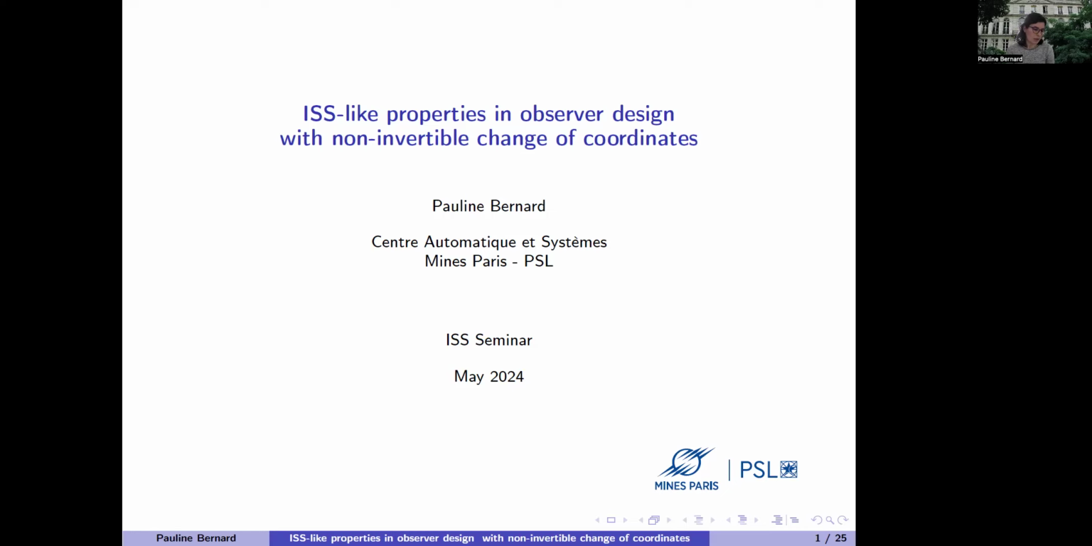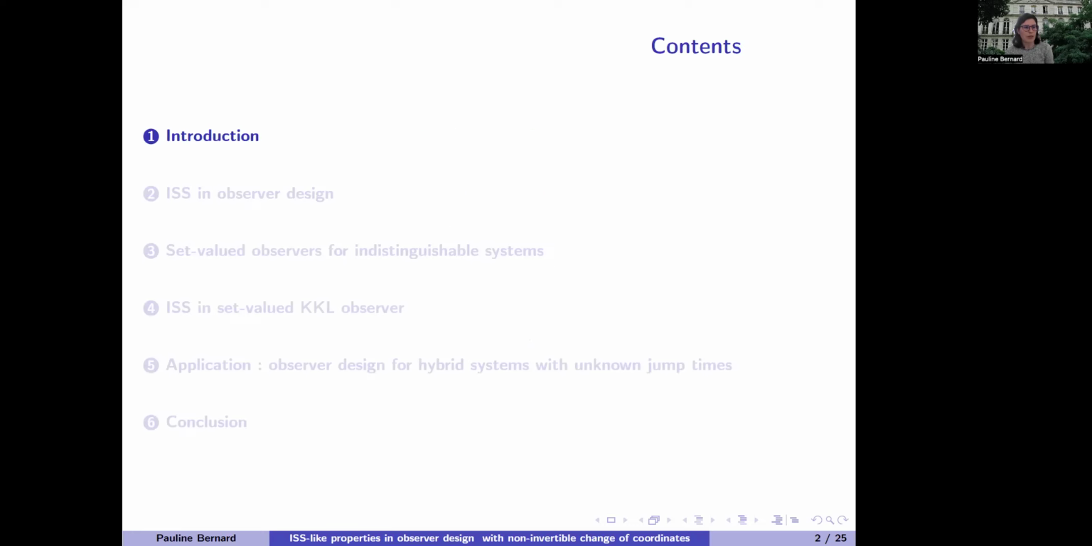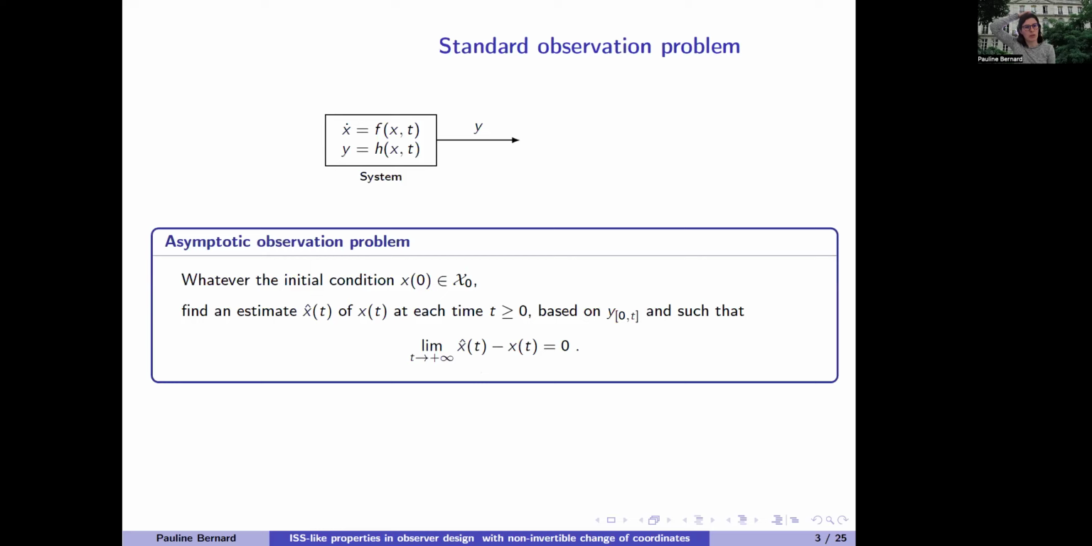So when you have potentially indistinguishable solutions and you can still try to reconstruct, in that setting you end up with set-valued observers. And it turns out that there are some kind of ISS properties still in that context, but in terms of generalized distances, like Hausdorff distances, which I found quite interesting to show you. So before going there, let's start with the setting of observer design.